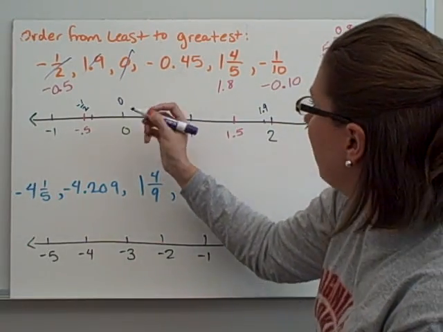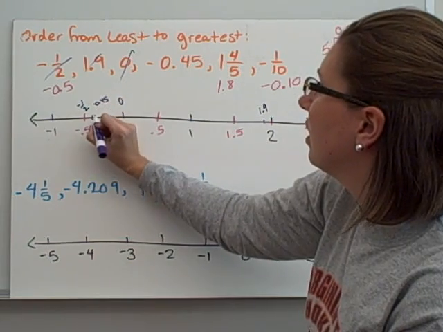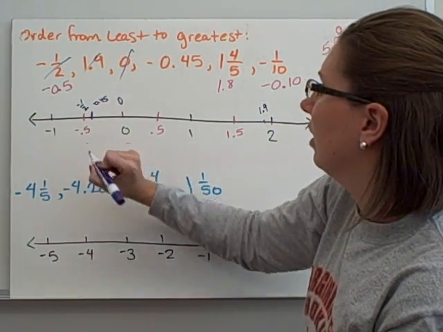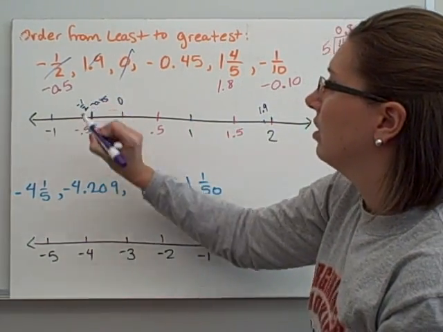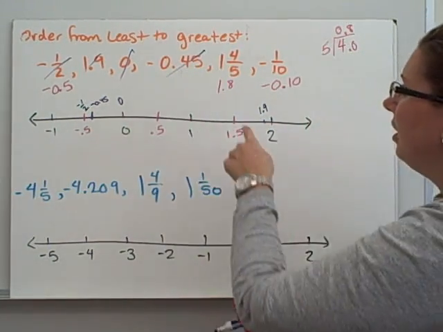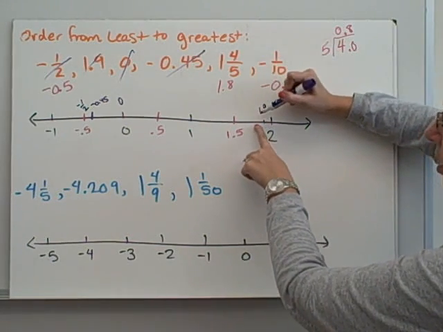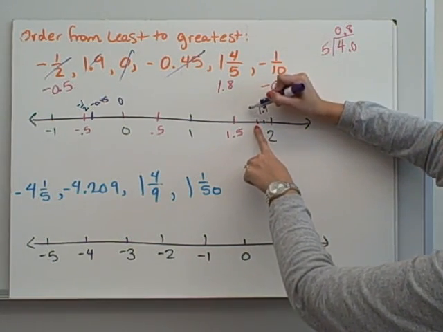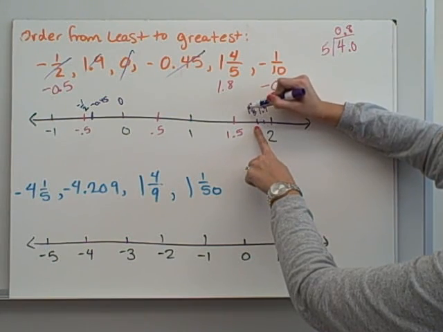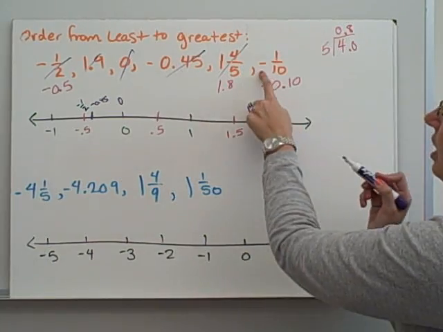It's actually going to fall to the right because it's still negative, but it's closer to 0 than -1/2 is. So it's going to go about right here. -0.45, right here. Tricky, huh? And then about 1.8, well, that's going to fall just shy of 1.9. Remember, you're going to write it in its fraction form. And then -1/10.